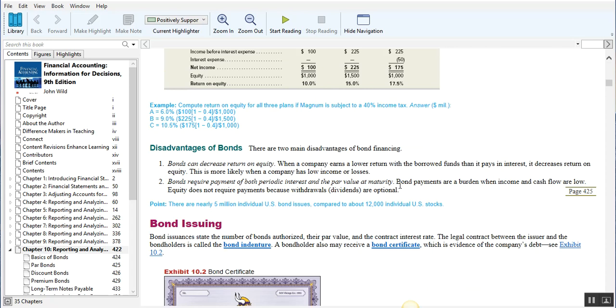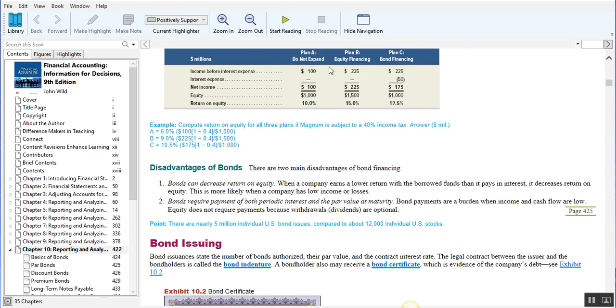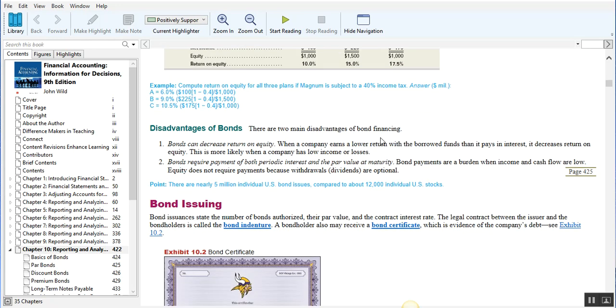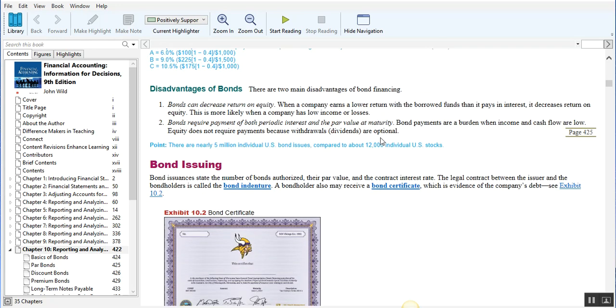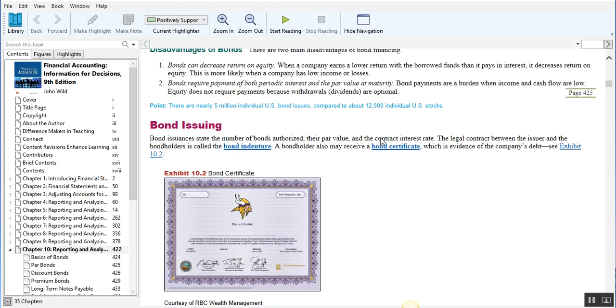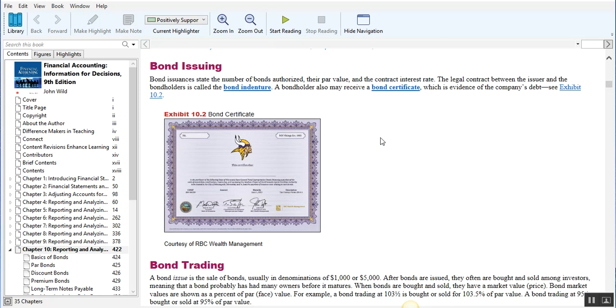So the disadvantage is that it can also come back to be a difficulty if, instead of an increase in income, you wind up with a decrease in income. So if the income that's generated, coupled with the continued interest payments, doesn't come up to the anticipated or planned or budgeted amounts, you may see a decline in the return on equity. Bonds will also require periodic payments of interest. So that's also a disadvantage, because with shares of stock, you can pay dividends, but you don't have to. Most of the time, that's an optional choice.